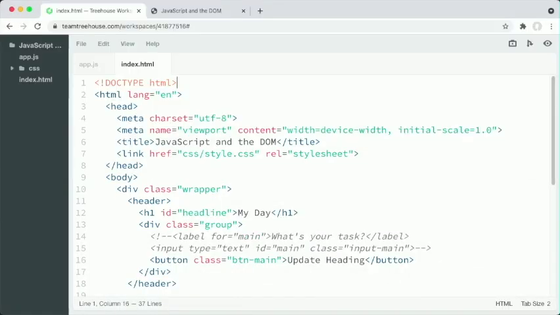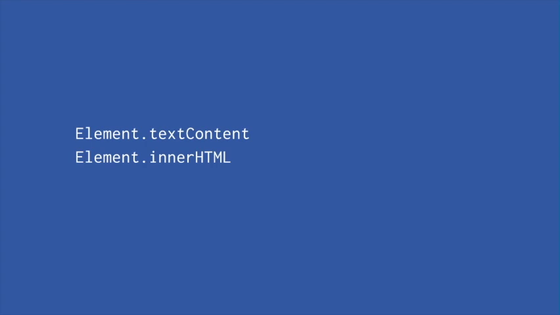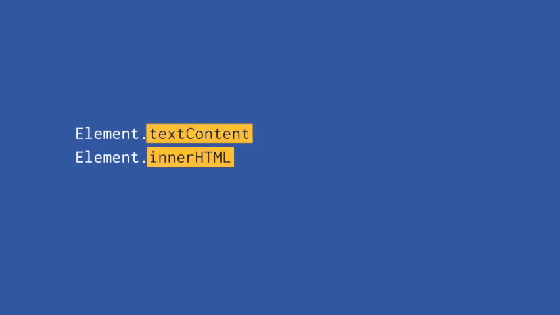Hey everyone, it's time to start shaking things up a little more in our daily task web app, starting with how to read and change content. In this video, I'll teach you two DOM element properties, textContent and innerHTML. Each provides a different way to read or update content in the DOM. You're going to learn when it might be best to use one property over the other.